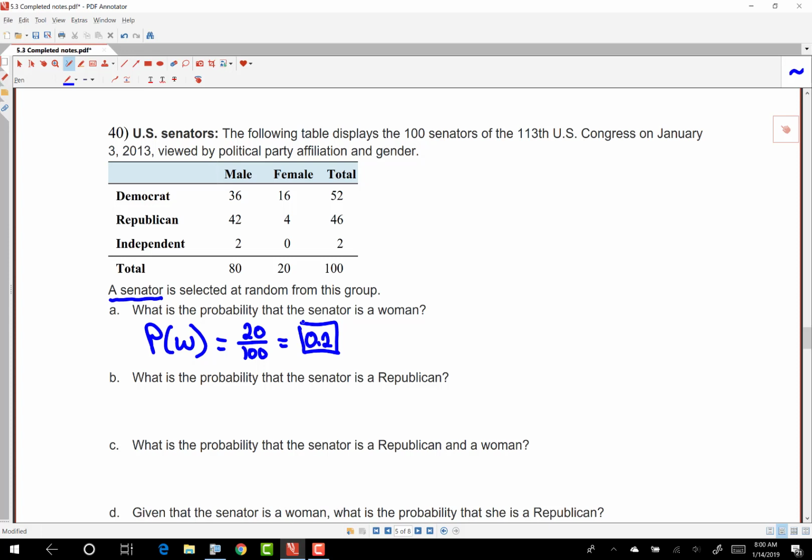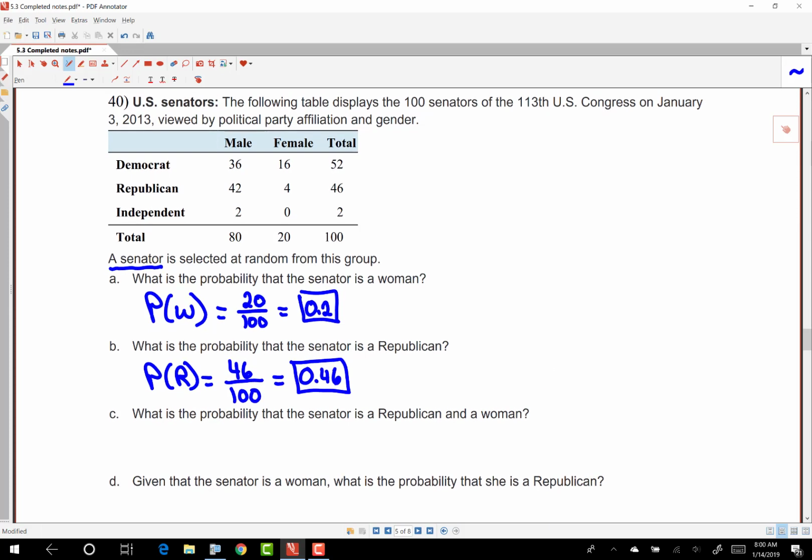Okay. Now for part B, what is the probability that the senator is a Republican? So we want the probability of Republican. Well, again, the total is 46. There are 46 Republicans this year in the Congress, back in 2013, and that's out of 100. So that would be 0.46. So with questions A and B, those are just standard probability questions. You're just taking the amount out of the total amount.